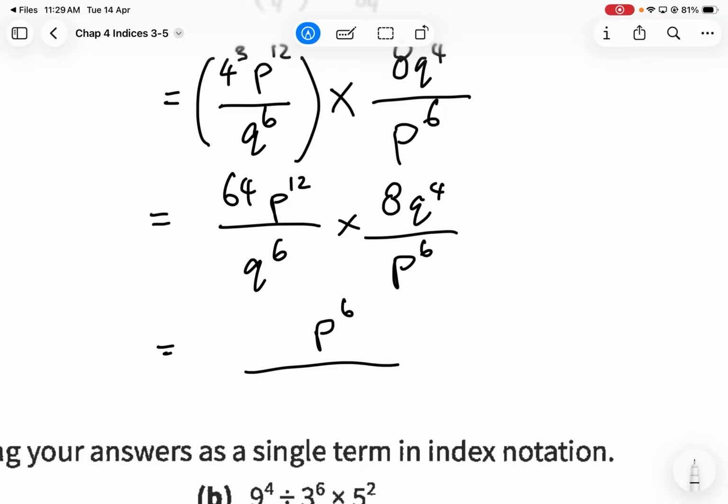Then for the Q^6 at the bottom, on top there is Q^4. So 4 of them on top, 6 of them below. If I cancel away the 4, I will cancel away 4 from the bottom also. Then I'll be left with Q^2 at the bottom. Numbers and numbers, I just multiply them together. 64 times 8. 480 plus 32, 512.